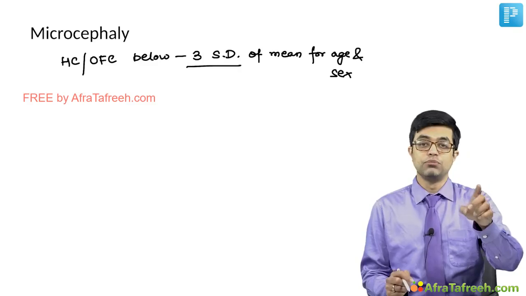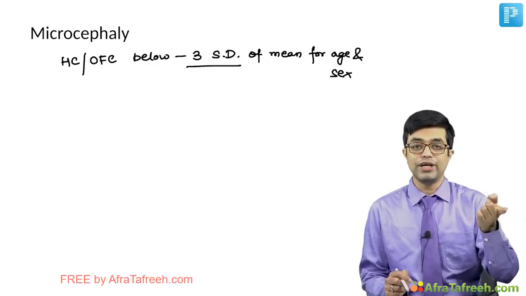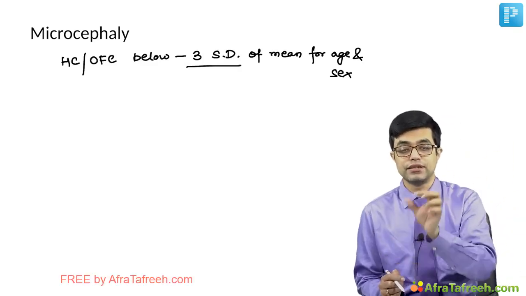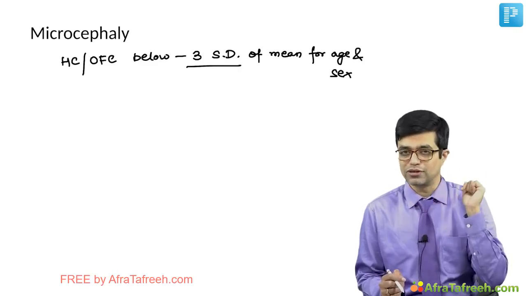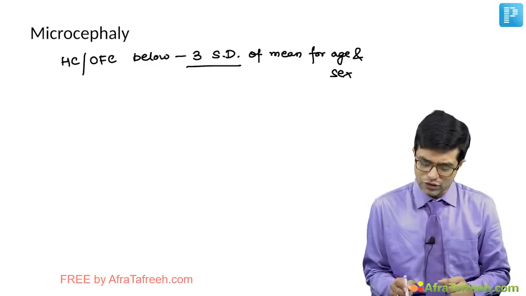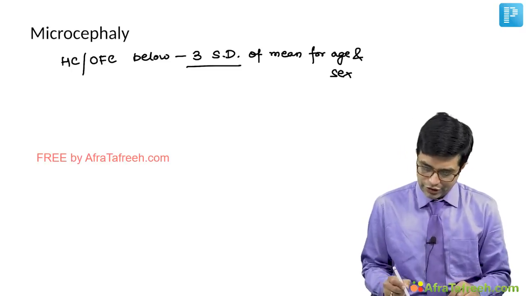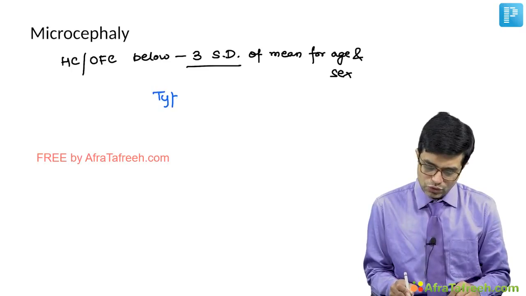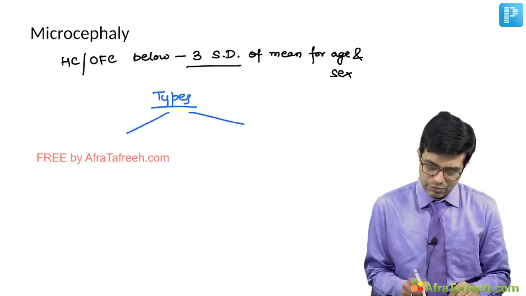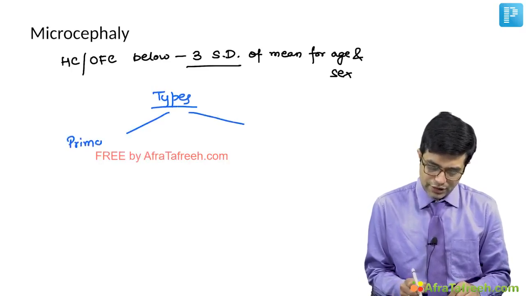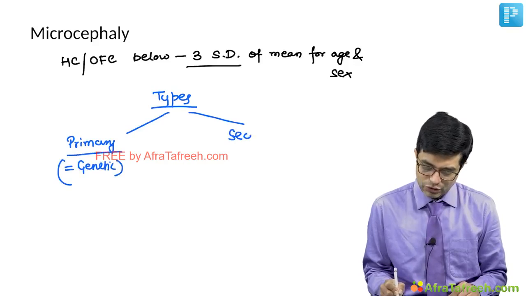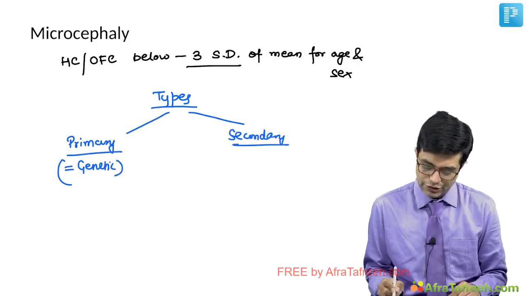So macro is more than +2, micro is less than -3. This is a small thing where people go wrong, a small important thing. So micro is below -3 standard deviation of the mean. Microcephaly, according to Nelson, is divided into 2 parts. We can have primary microcephaly, which occurs due to genetic syndromes. It is also called genetic microcephaly. And second is secondary microcephaly, which is usually due to non-genetic causes.